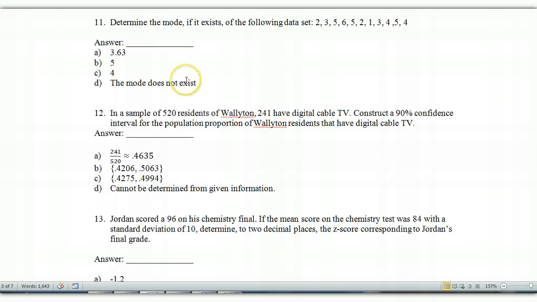Alright, mode. The most frequent number that occurs in a data set. If you just count it up, 5 occurs 3 times, nothing else occurs that many times, so 5 is our mode.